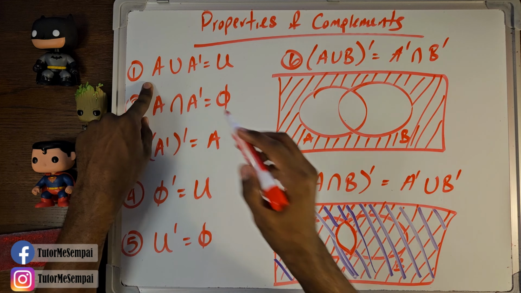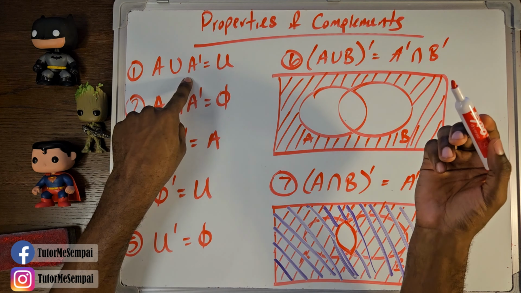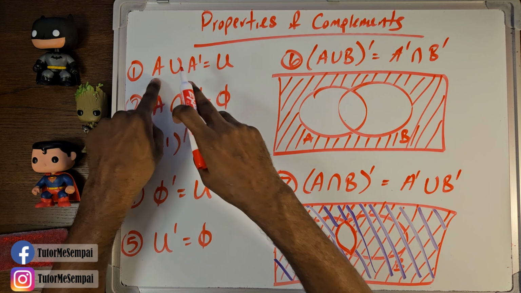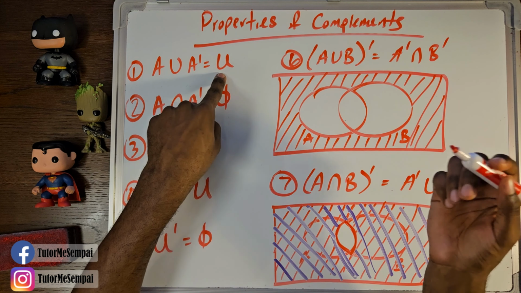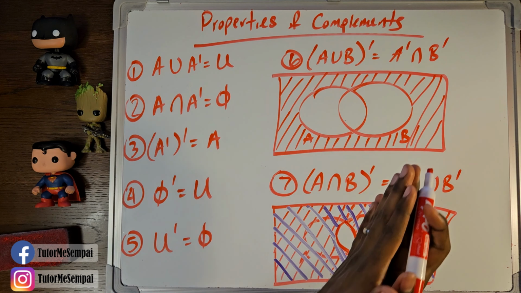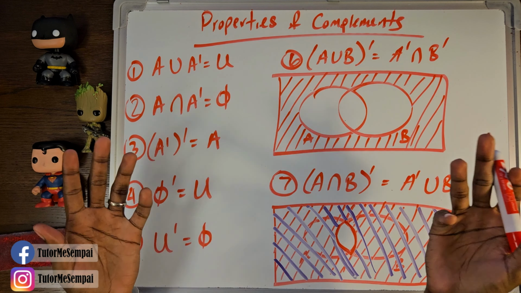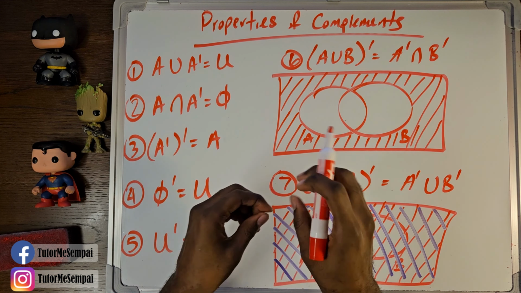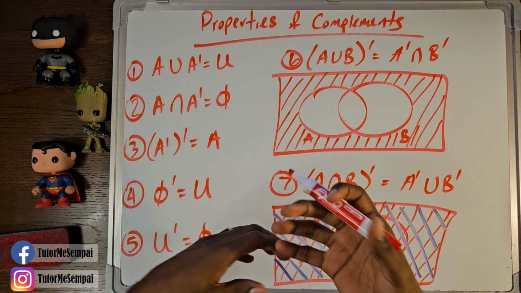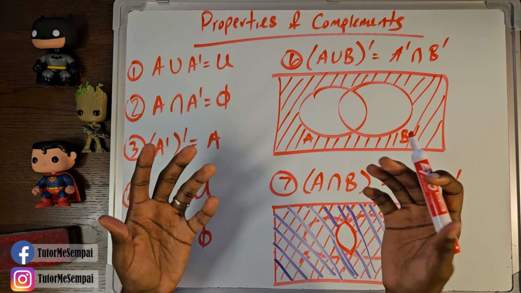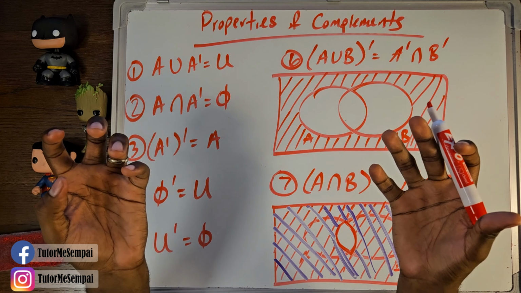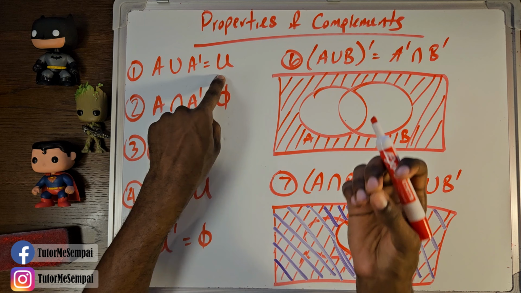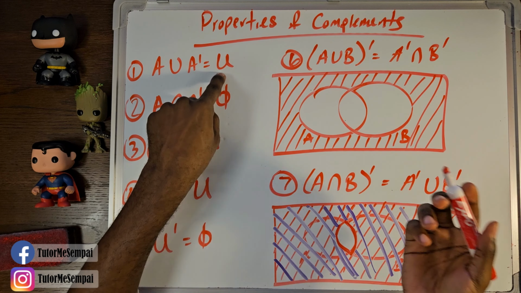Our first one says A union the complement of A is going to be the universal set. Now remember, the complement of A is everything that's not in A. So if you have everything that is A, and everything not in A, you have everything, right? You're not missing anything. You're unioning everything in A and everything that's outside of A. So you get everything, which results in that universal set. So that's why you have that U there.